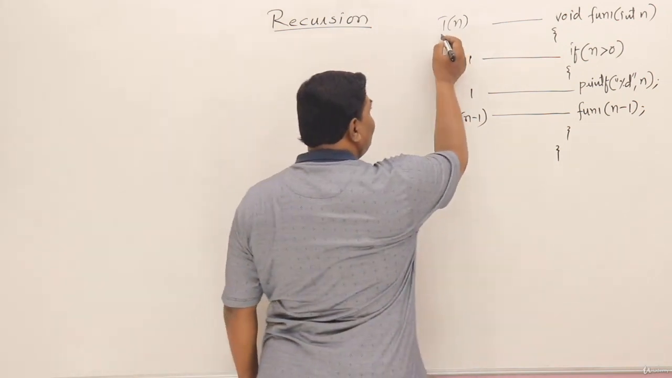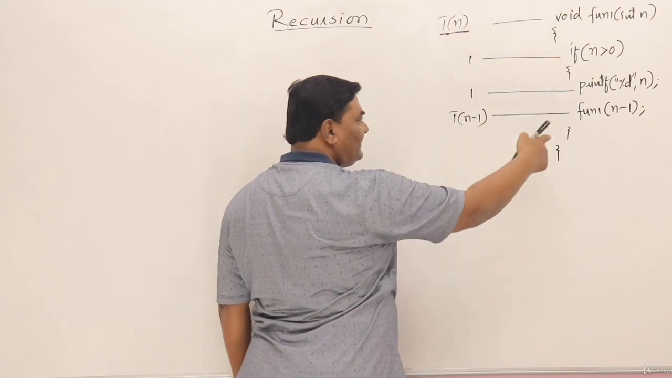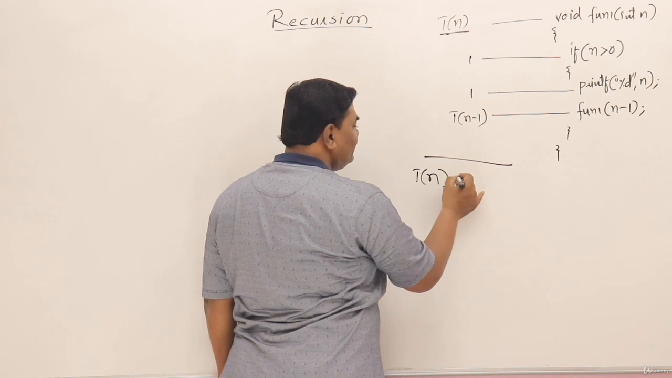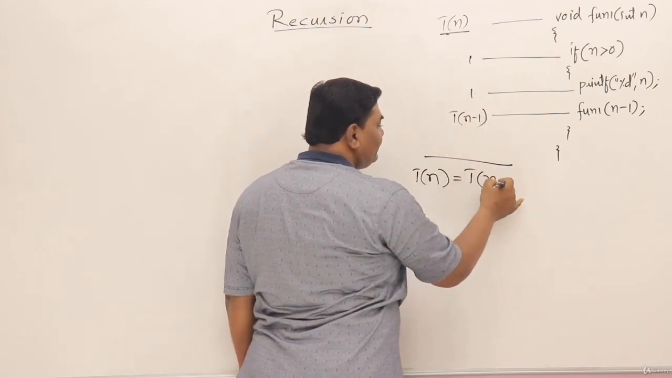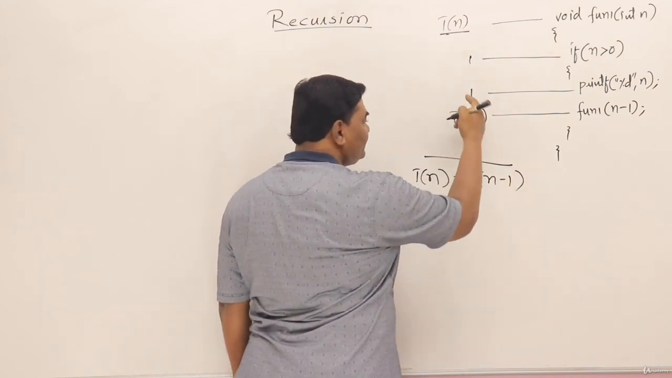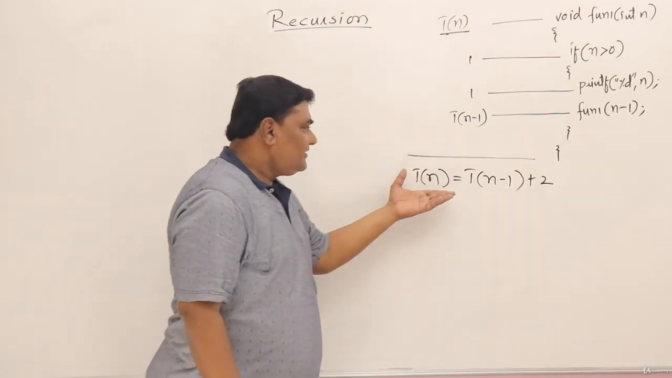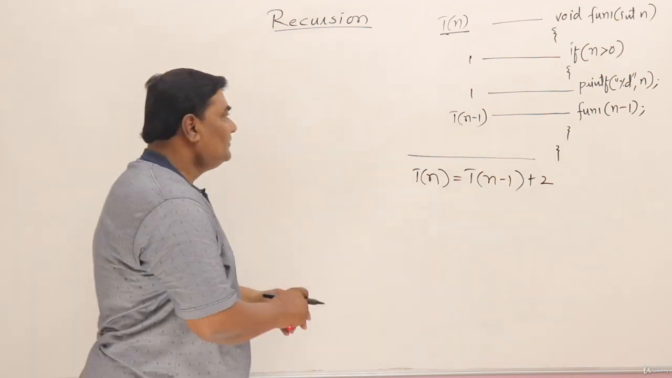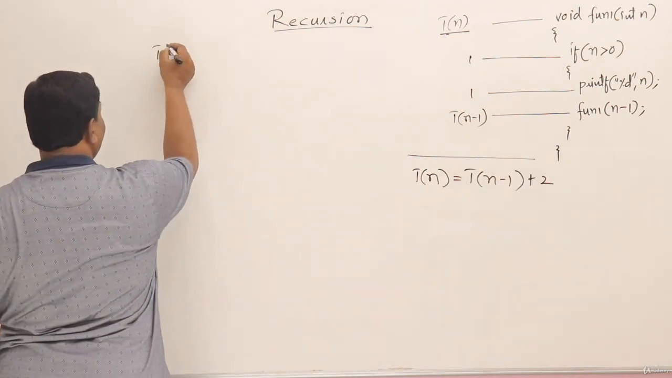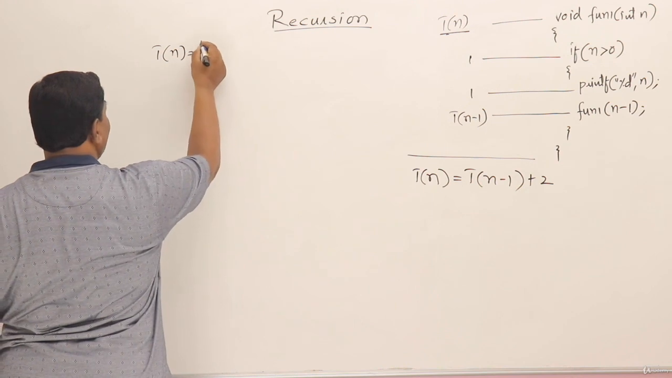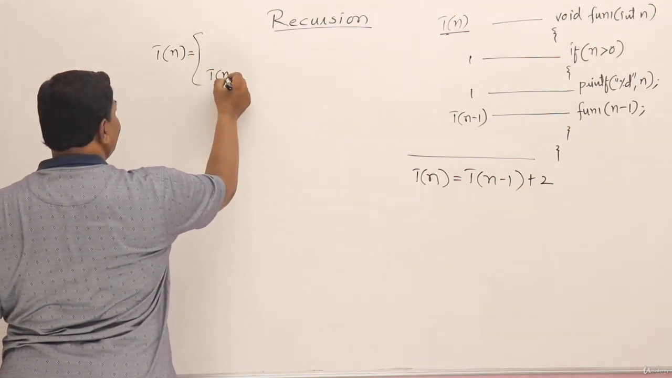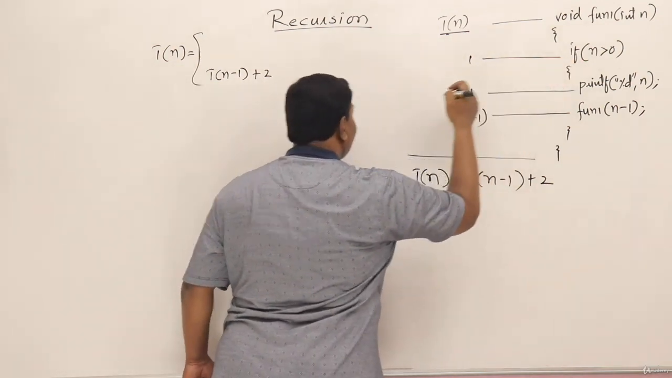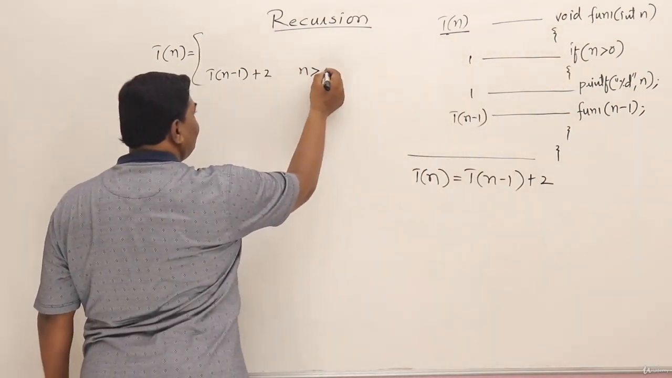Then what is this total T(n)? I said the sum of all the times taken by the statements. So let's take the sum. T(n) is equal to T(n-1), the bigger term I am writing first, plus 2. So the total time is T(n) = T(n-1) + 2. So the recurrence relation is T(n) = T(n-1) + 2 when n is greater than 0.